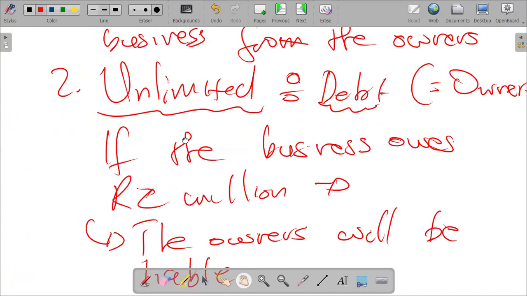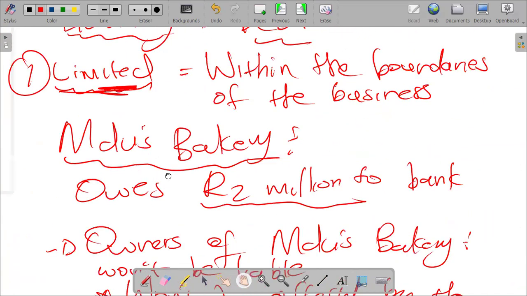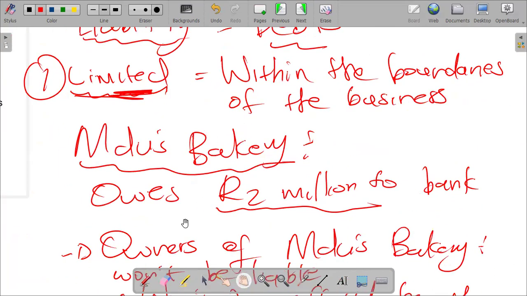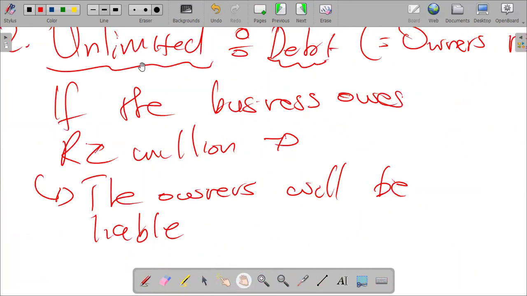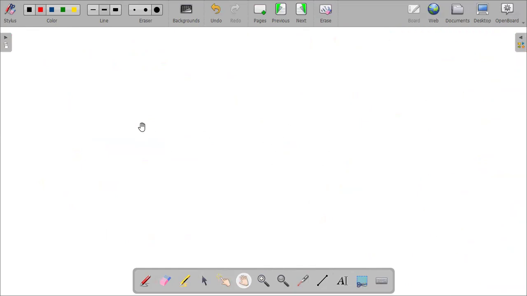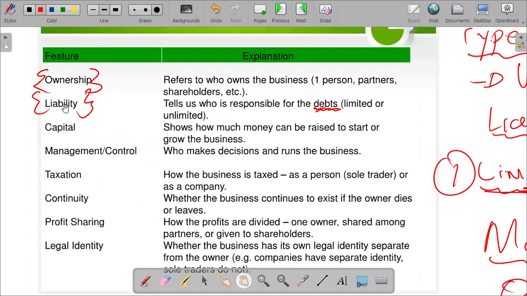Now that's unlimited liability. So you need to understand the two: with limited liability, it's limited only to the business, but when it is unlimited, the debt can now go to the owner if the business can't pay for its own debt. All right, so that's the second characteristic, liability. We have limited and unlimited.